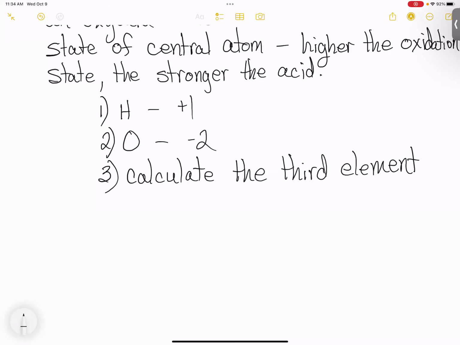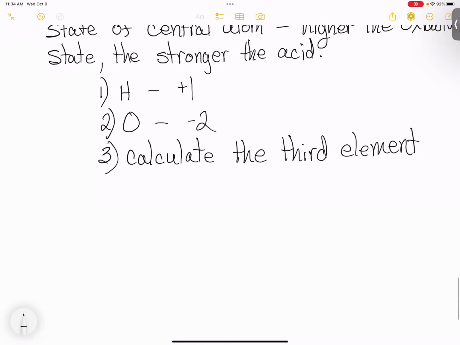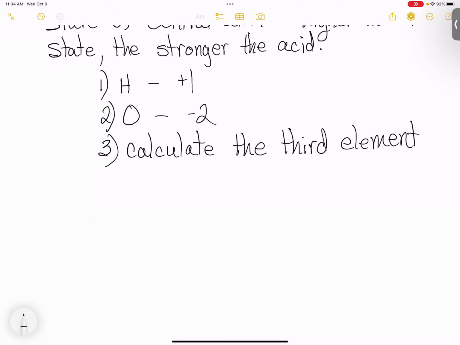So let's just see. Let's take HNO3 and HClO4. We know that both of them are strong acids, but who's the strongest? Okay, hydrogen's a +1, oxygen's a -2. You have to calculate the other element.